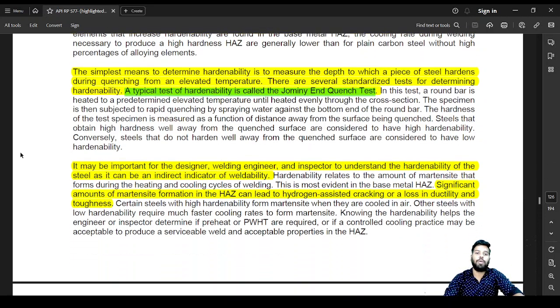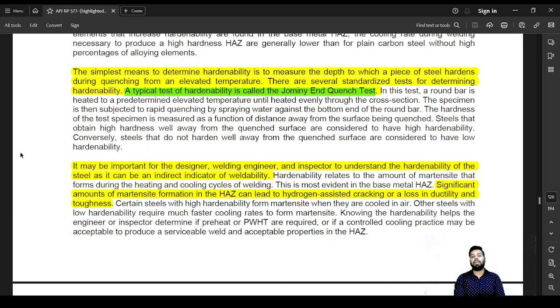The simplest means to determine hardenability is to measure the depth to which the piece of steel hardens by quenching from the elevated temperature. So basically, hardenability, or how much material can become hard, can be identified by the Jominy test. In the Jominy test, you have a metal that is heated, and you add a water stream from the bottom. While the water stream is added from the bottom, you check how much hardness distribution there is. If the material has very low hardenability, only this area would get hardened. If the material has very high hardenability, the entire section would get hardened.